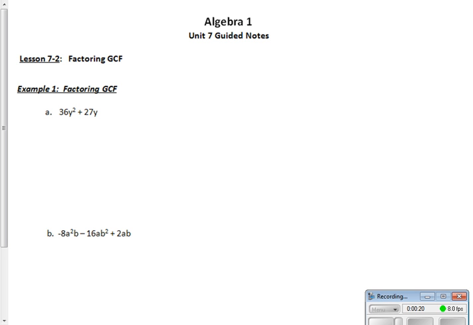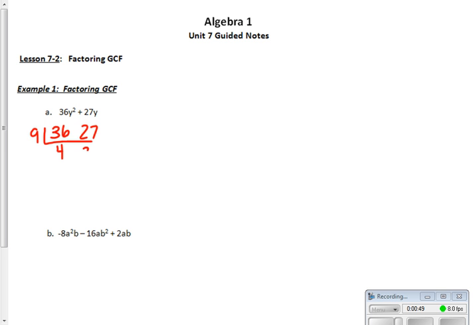Looking at example 1 here, we have 36y squared plus 27y. We need to determine the greatest common factor in this binomial here. Easiest probably step is to go ahead and take care of your numerical value first. We talked about the L method or the cake method, and you have 36 over 27. Determining what is the greatest common factor in 36 and 27, a lot of people can identify that it is 9, so they go ahead and factor out a 9.